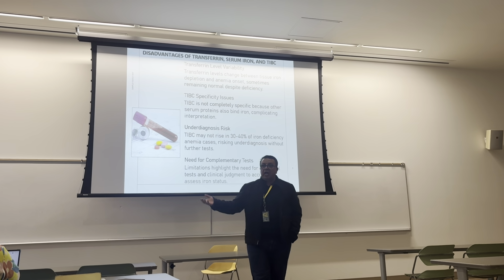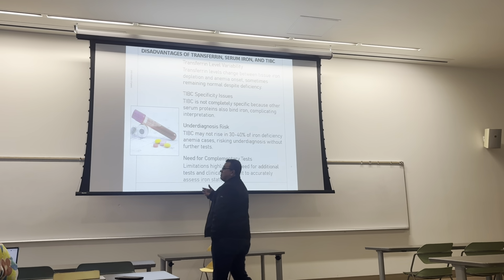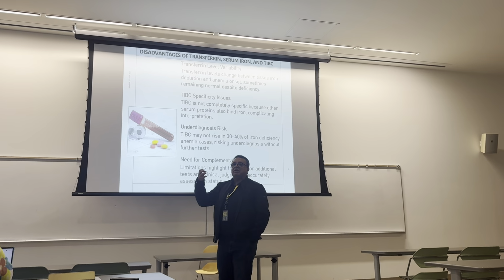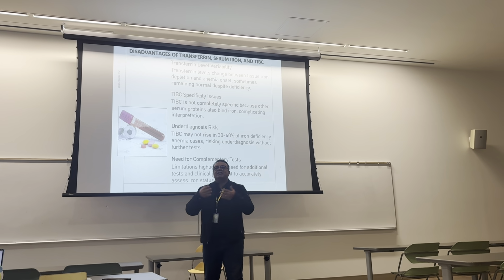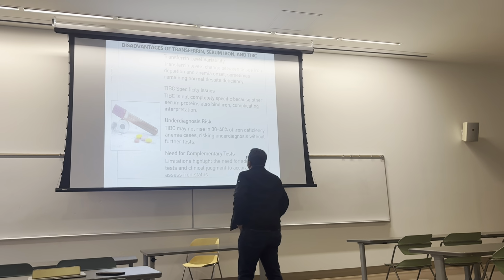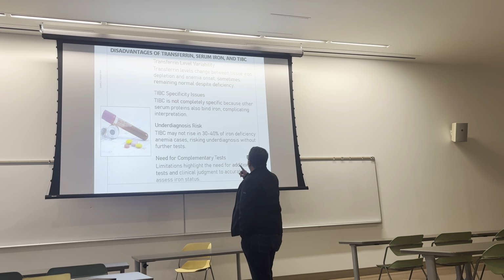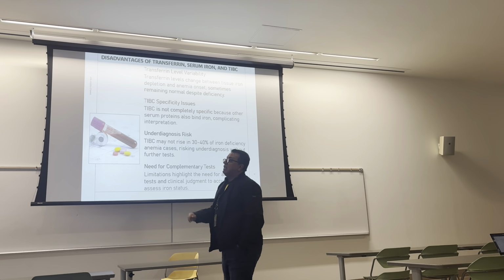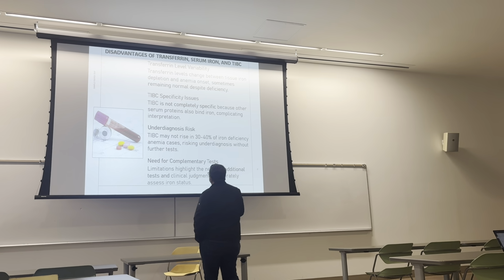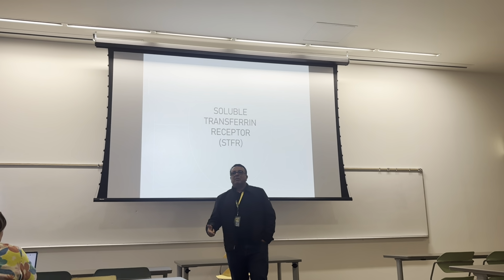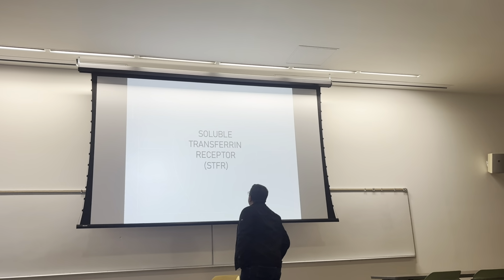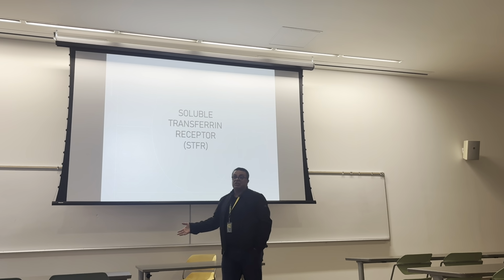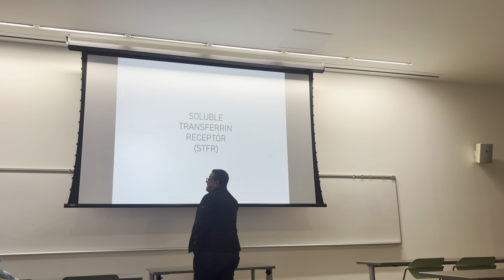Albumin can bind iron, lactoferrin can bind iron, a series of proteins can bind iron. So this capacity for iron is shared with others, so it is not very specific. Need for complementary tests: I cannot depend solely on transferrin. I have to take it with other tests, serum iron, total iron binding capacity, ferritin, all of them together can help me. Soluble transferrin receptor, sTfR, is the most recent, the most valid, and very sensitive.